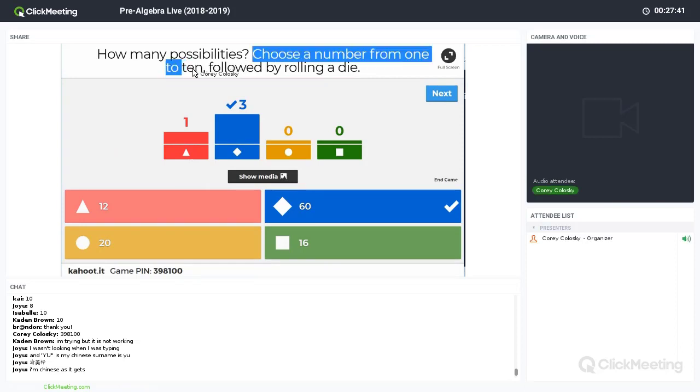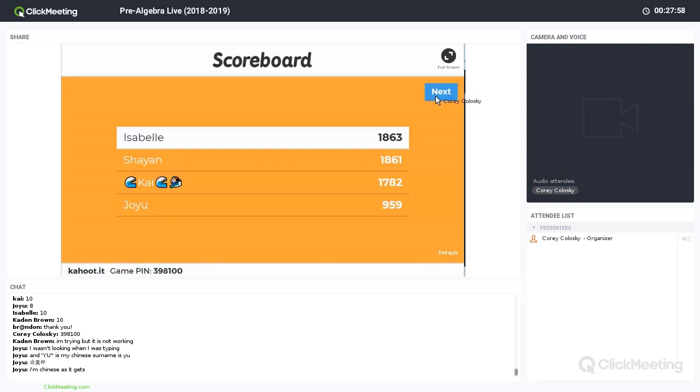So, number from 1 to 10, that gives you 10 options for the first part. And then when you roll a die, or dice, that's plural, there are 6 options on a die, right? So you have 10 from 1 to 10, and then 6 options for a die. 10 times 6 would be 60. All right, very good. Got Isabel, Cheyenne, and Kai, and then Joy in fourth.